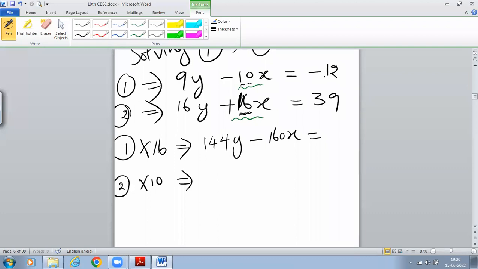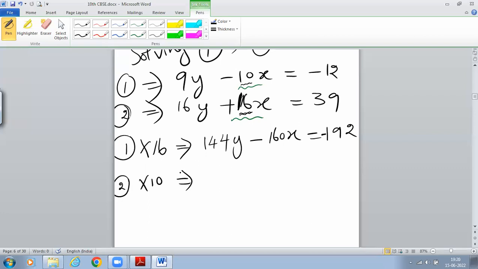What is 16 into 10? 12. Please tell me the answer, ma. I'm thinking it is 160. 160 plus 32 is 192. Am I right? Minus 192. Is it correct? 16 into minus 12 is minus 192. Yes, very good. Minus 192.